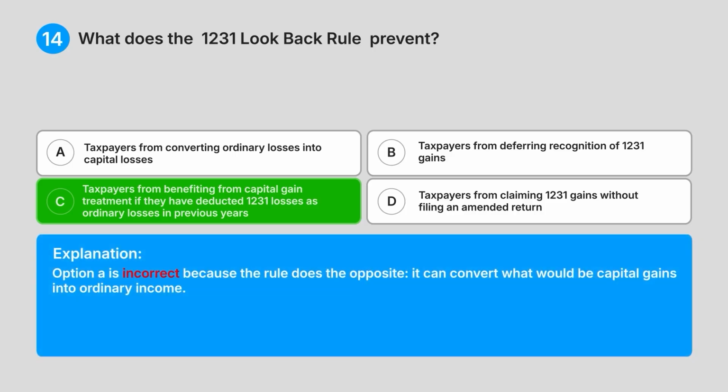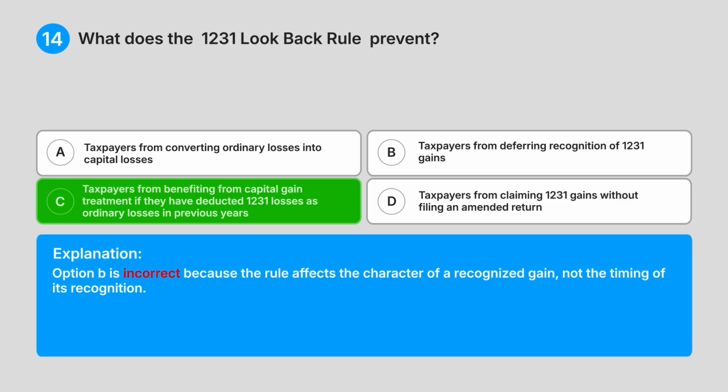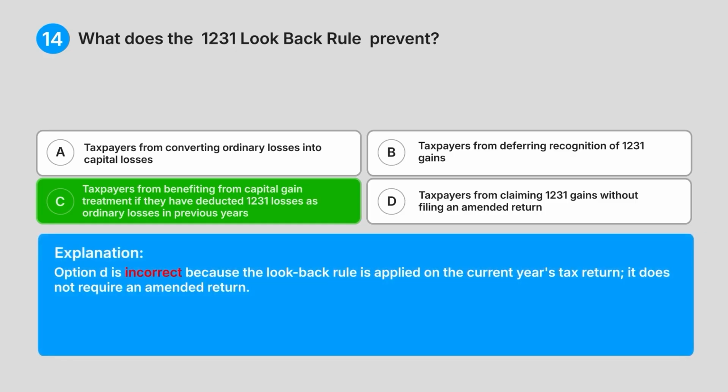Option A is incorrect because the rule does the opposite. It can convert what would be capital gains into ordinary income. Option B is incorrect because the rule affects the character of a recognized gain, not the timing of its recognition. Option D is incorrect because the look-back rule is applied on the current year's tax return. It does not require an amended return.